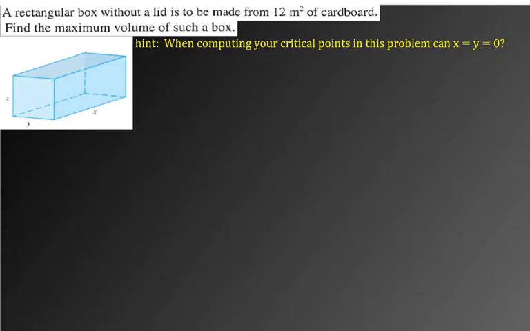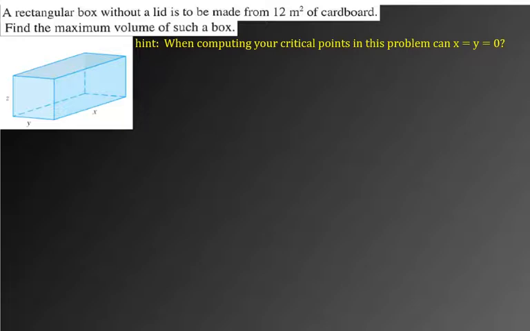All right, just want to do one more example here. So just to show you, hopefully in BC you did some problems where you do these optimization problems with applications. And you can do that kind of stuff here. So it's got a rectangular box without a lid, to be made out of 12 meters squared of cardboard, and I want to find the max volume of that box, okay?